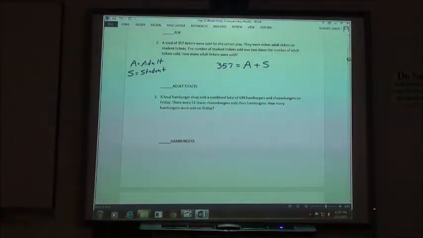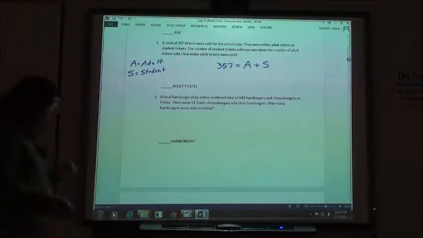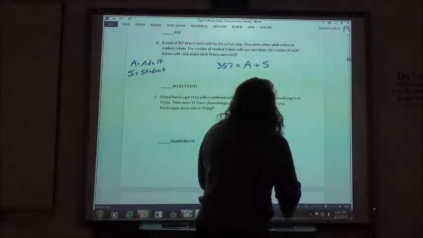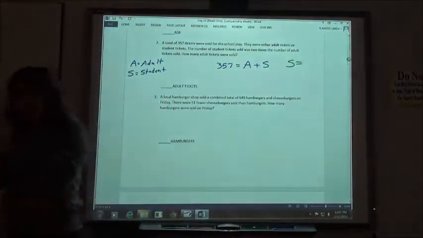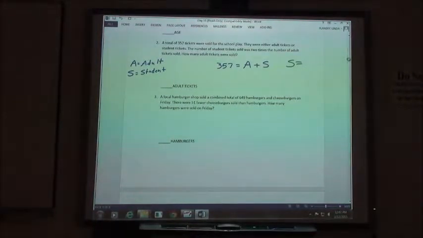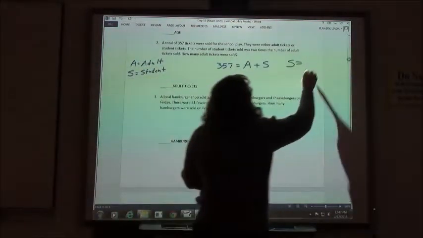Now I have to write a second equation. The number of student tickets sold was 2 times the number of adult tickets sold. So which one was mentioned first? S. That tells me I'm going to write S equals something. The number of student tickets, S, is what I'm talking about. What's it equal to? 2 times A, or just 2A, 2 times the adult tickets.